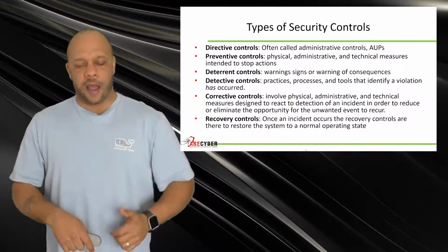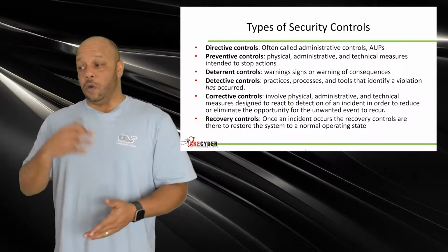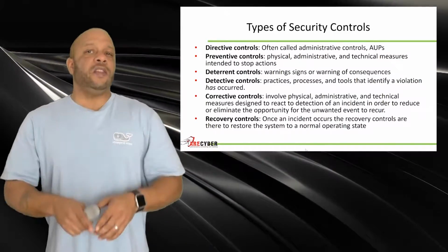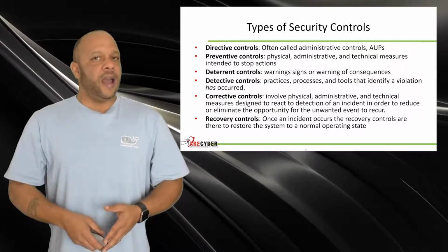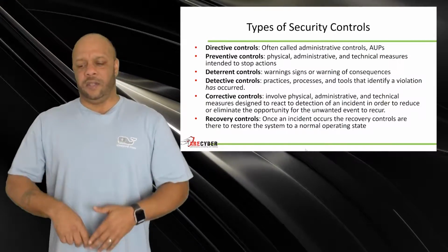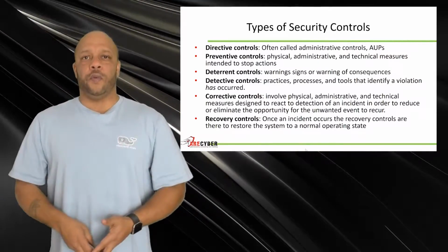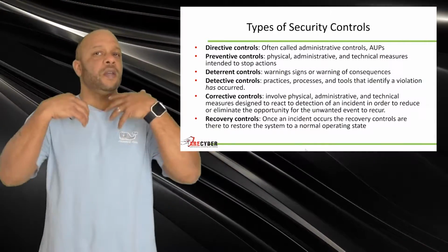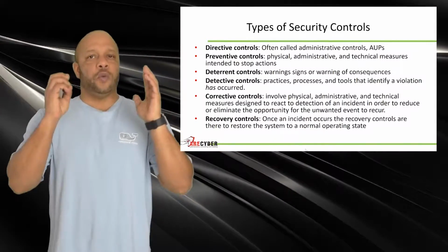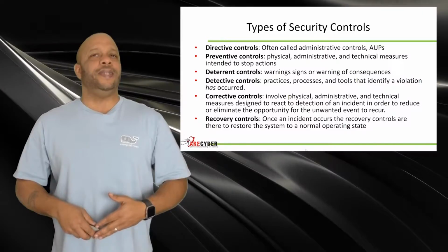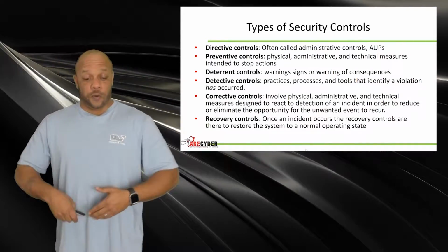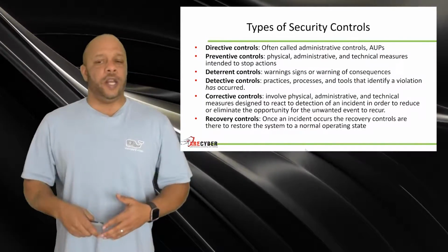Detective controls have nothing to do with stopping it, has everything to do with letting you know that it has happened. Corrective controls, those are ones that are there to take the place when unwanted events happen. They kind of kick in automatically, some of them. Recovery controls, once an incident happens, we kick the recovery controls in to make sure to minimize the overall damage. And that does it for understanding the core security goals.